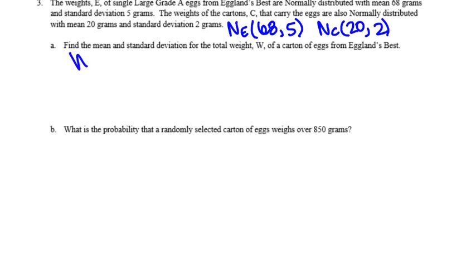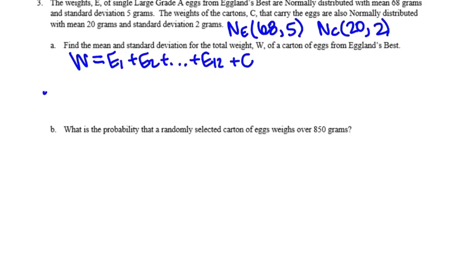So let's just write W equals, and at Eggland's Best, we would be adding 12 eggs together. So egg 1 plus egg 2 plus to the 12th egg plus the carton. This is a sum problem because I'm combining 12 different eggs together. I'm not taking one egg and multiplying it by 12. I'm taking 12 eggs and adding their weights together plus the carton. So it's important that I write it like this.